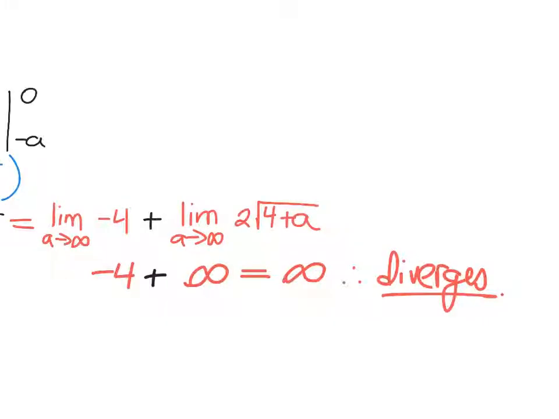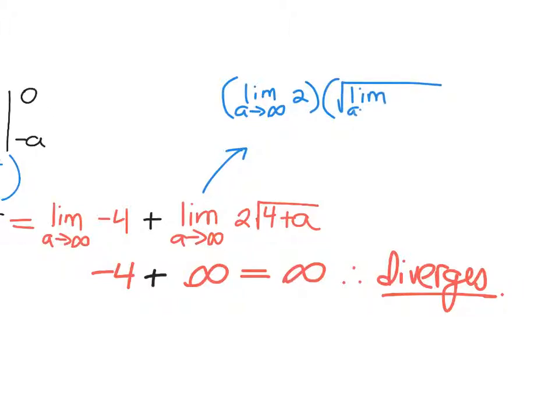Unnecessary, but it's going to come up again, so it's worth getting into. Like, for example, this limit here. I could look at it like 2 multiplied by the square root of the limit as a approaches infinity of 4 plus a. And if I wanted to, I could even break that further. I could make this the limit of 4 plus the limit of a, and then get the results, add them together, and then take the square root.